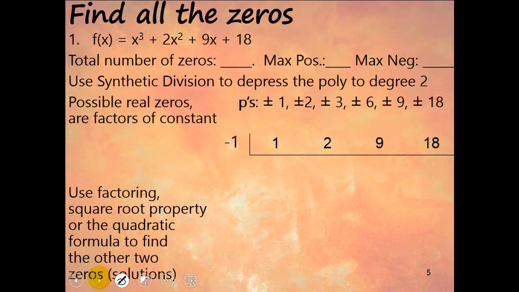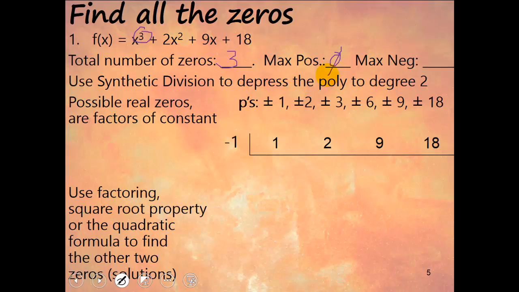All right, now we're actually going to take on the task of finding all the zeros. So there is our polynomial, x cubed plus 2x squared plus 9x plus 18. The total number of zeros has to be whatever the degree is, so that's 3. Notice that I don't have any sign changes in my original polynomial, so that means I'm not going to have any positive roots at all.